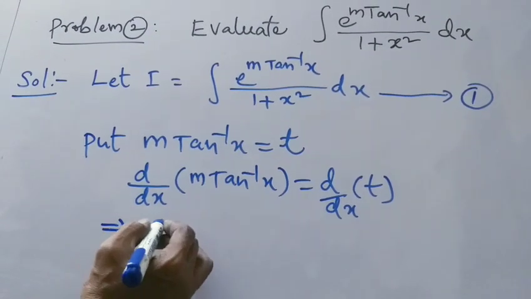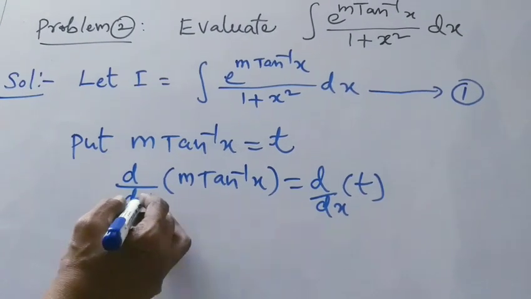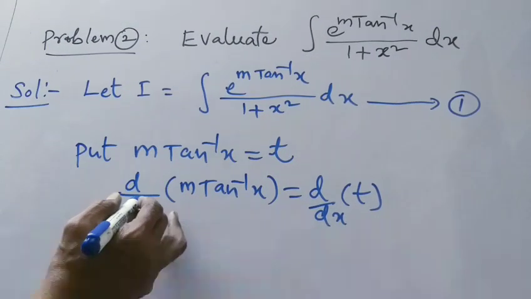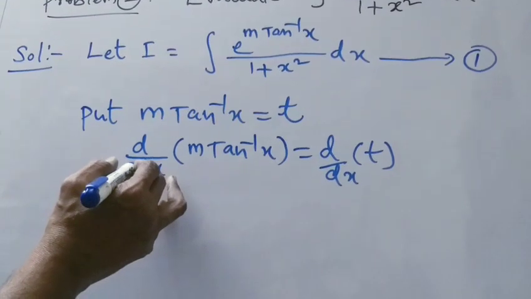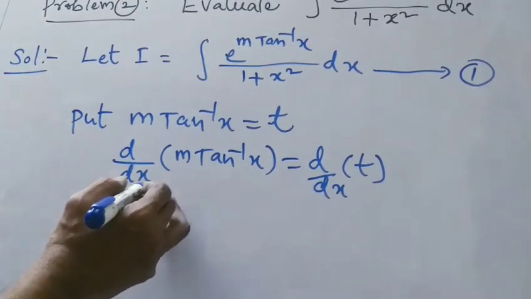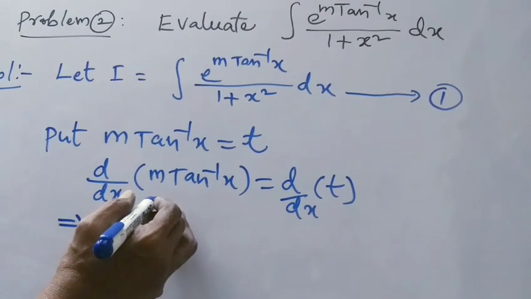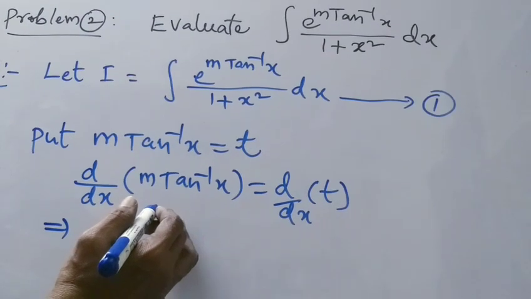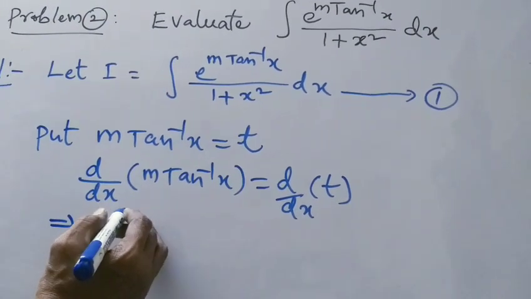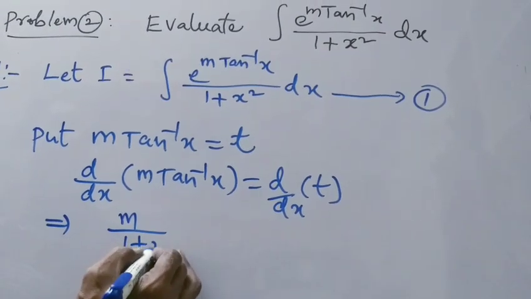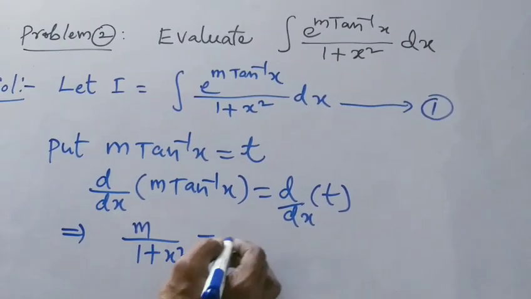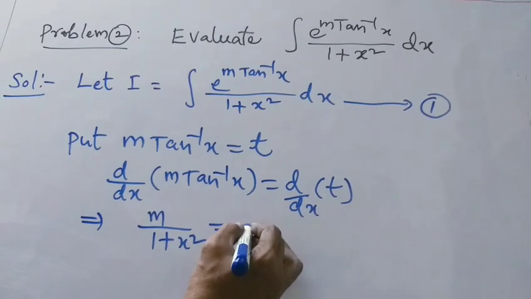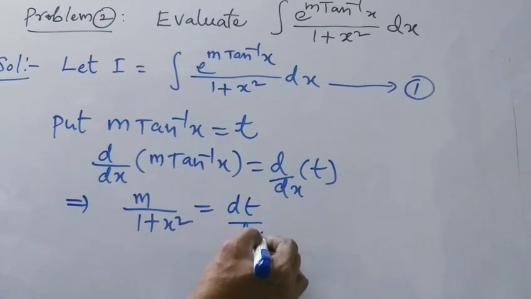Implies, m is the constant term, so it stays before the differentiation. M into d by dx of tan inverse x, the differentiation of tan inverse x is equal to 1 by 1 plus x square. So it becomes m by 1 plus x square is equal to the differentiation of t with respect to x, which becomes dt by dx.